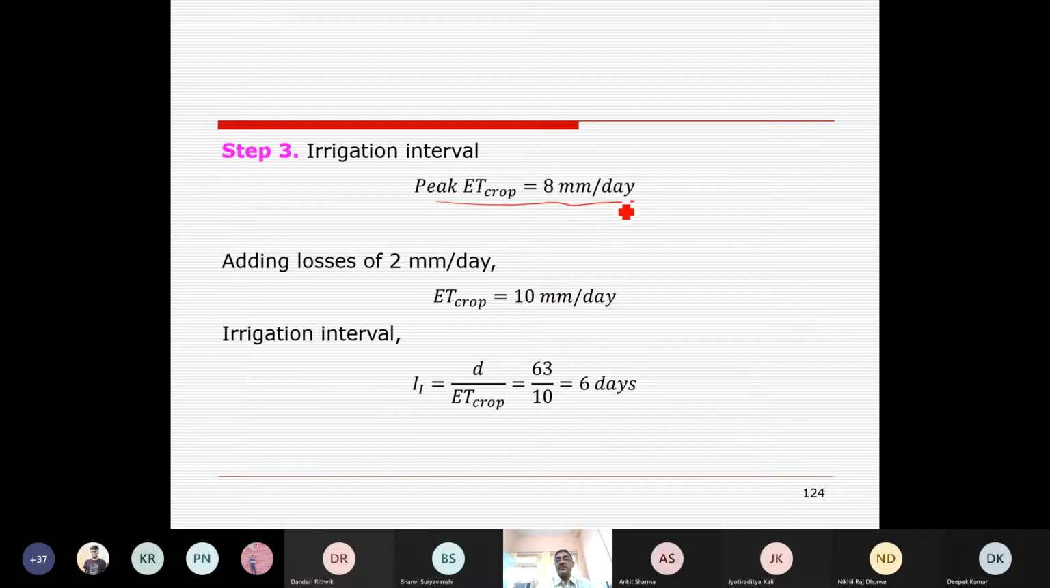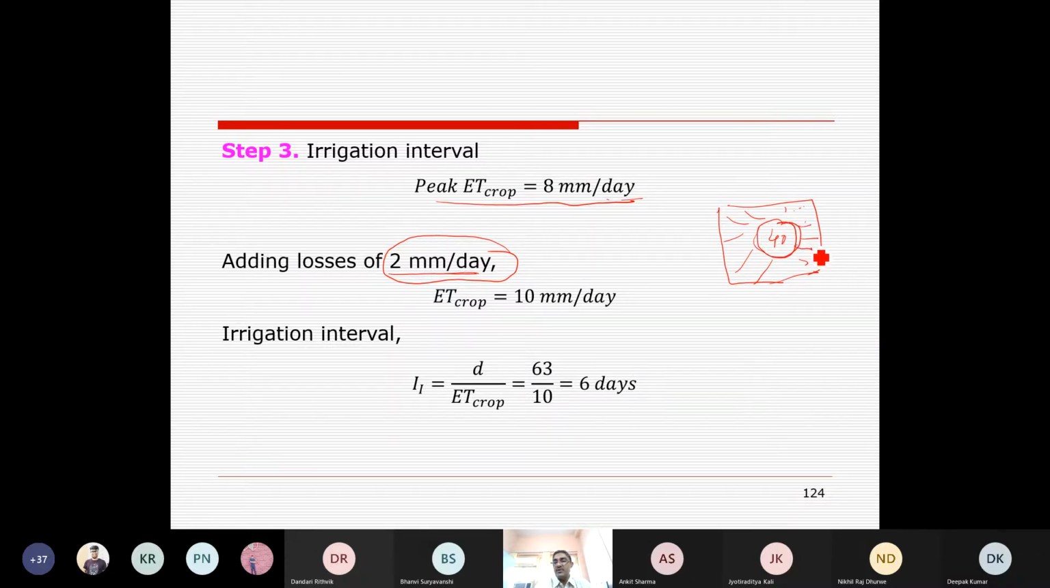Peak ET is 8 millimeter per day. Let us say 2 millimeter per day. Here it is one more assumption that water may be removed further or maybe lateral. The reason being, why is it so? We are irrigating out of this total area only 40% area. So this soil is relatively unsaturated, or it has much less water than this 40% area.